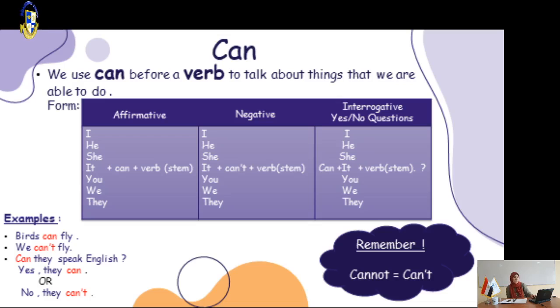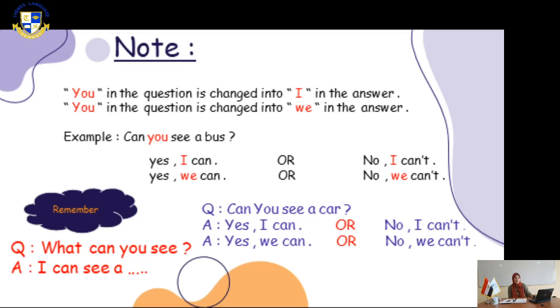Okay, now there is a reminder. We have cannot equals can't. We make it in the short form, can't. Note, we said before in the present simple tense or in any question in English language, when we want to change the sentence into a question, we change I or we into you in the question.